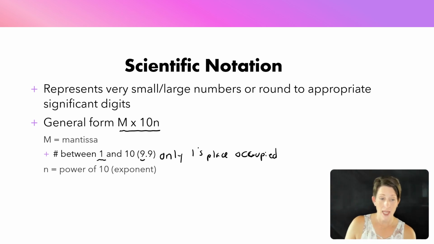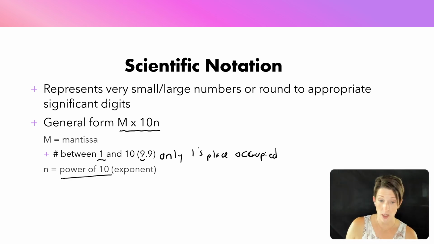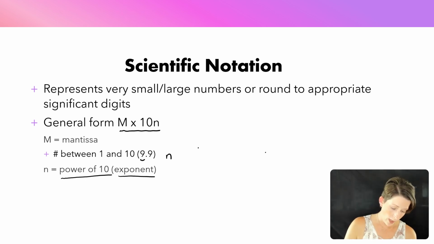N is that power of 10 from that metric unit. It is going to be your exponent. It represents how many times you need to move your decimal to allow for the mantissa to have the appropriate place values. What this looks like.